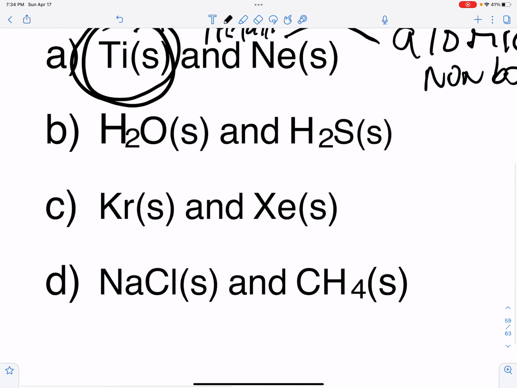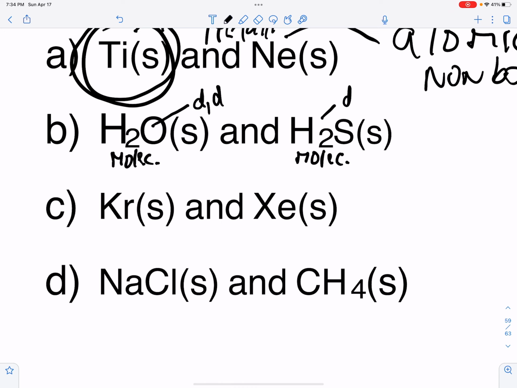The second one, this is a molecule, so this is going to be molecular. And this is also molecular. We saw earlier that this one can do dispersion, same with this one. We saw that it was bent, so dipole. Same with this one. But this one could also make hydrogen bonding. So this one will have to be the one with the higher melting point.